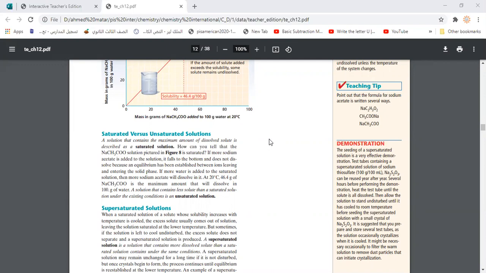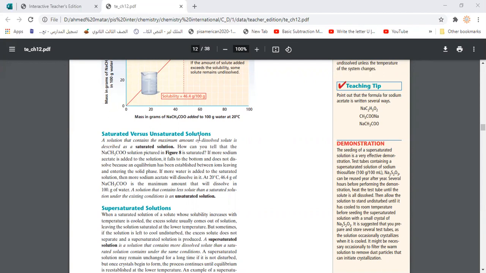So yesterday, we discussed the different factors that could affect the rate of solubility, or the solution process. We talked about heating the solvent, or the temperature, and also increasing the surface area. And then we ended at this part, which is the difference between saturated and unsaturated solution.